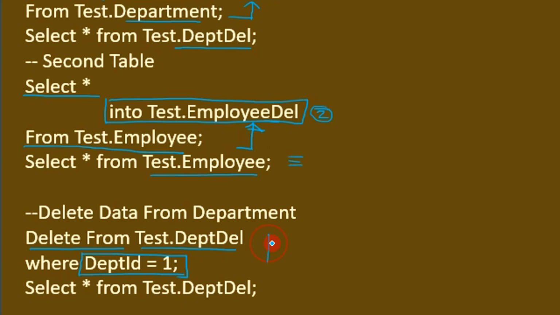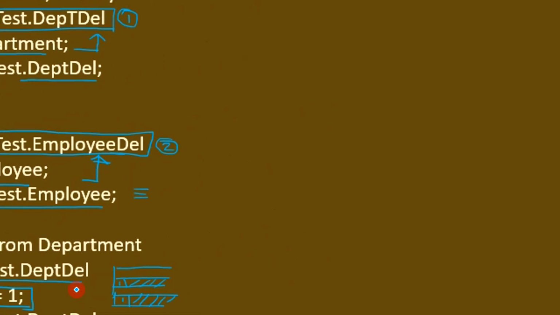So if there are multiple records, all employees who belong to department 1 will get deleted. That means these rows will get deleted. So in the delete statement you can actually use the where condition. If you don't specify any where condition, then all the data will get deleted. After this deletion we select the content from department del to make sure there is no record that belongs to department ID 1.